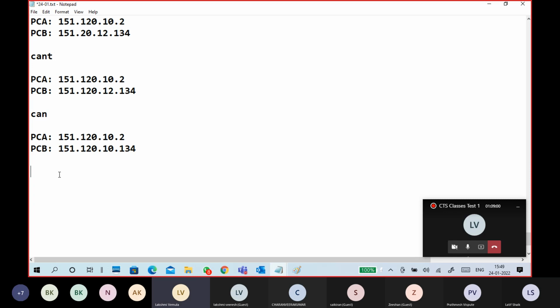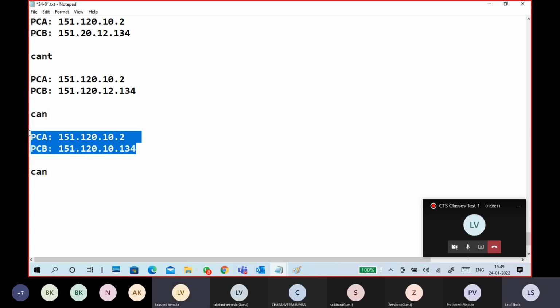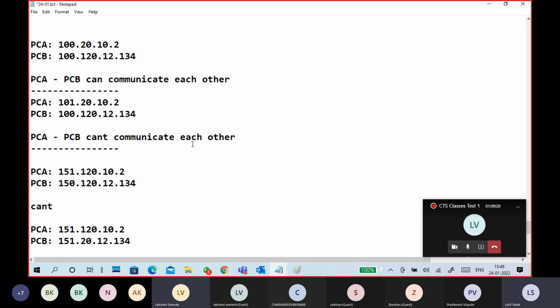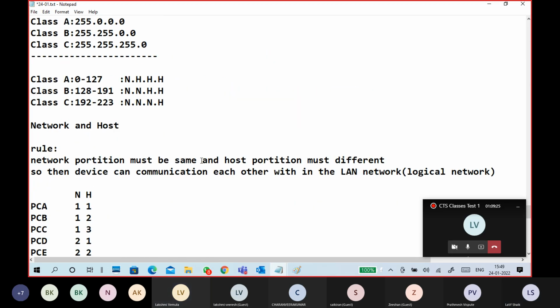Sir, in the last example the host ID was not the same. Host ID can be different. For class B, should the host ID be the same, sir? No. Whatever it is, the network must be the same. The host portion can be different.